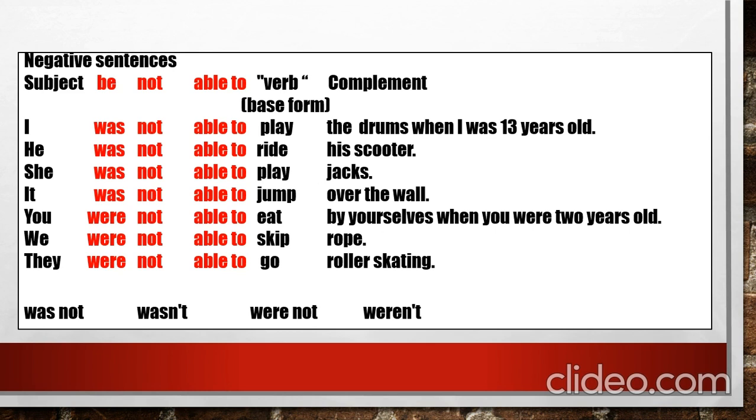Here we have was not in the full form and wasn't in the short form. So we have to make a contraction here. Were not in the full form and weren't using contractions.